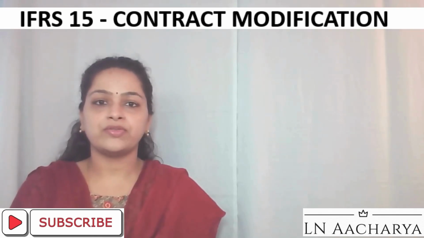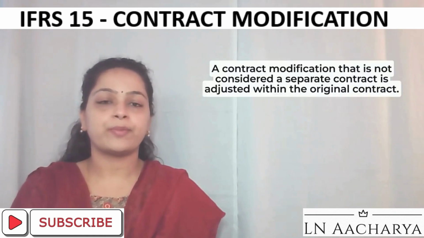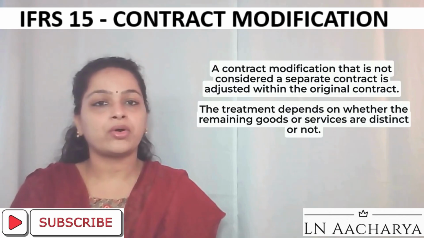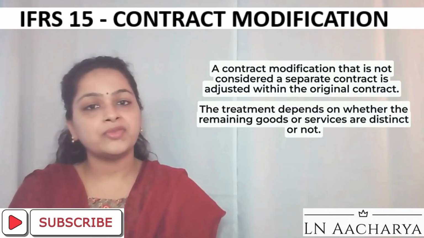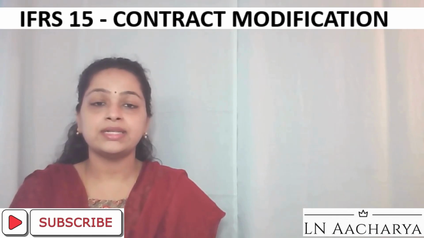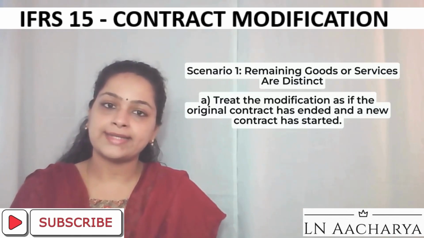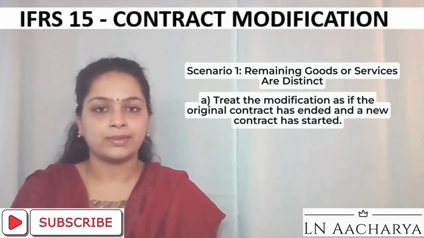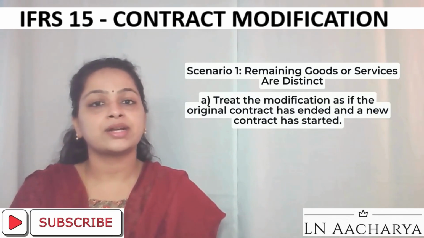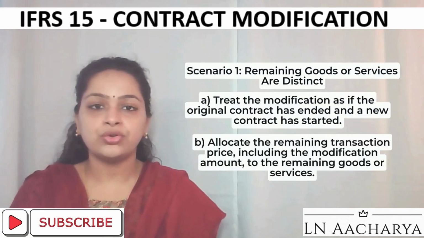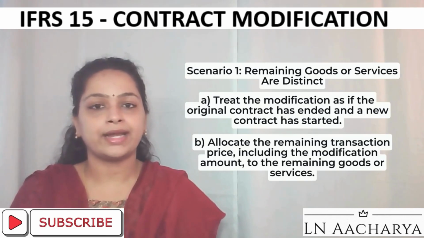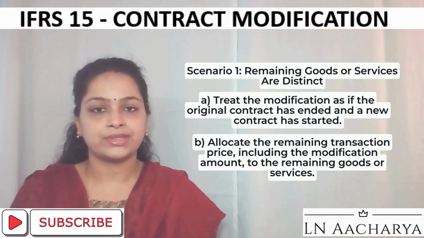A contract modification that is not treated as a separate contract is adjusted to the original contract depending on whether the remaining goods or services are distinct or not. If the remaining goods or services are distinct, then treat the modification as if the original contract has ended and a new one has started. And the remaining transaction price, including the new modification amount, is allocated to the remaining goods or services.